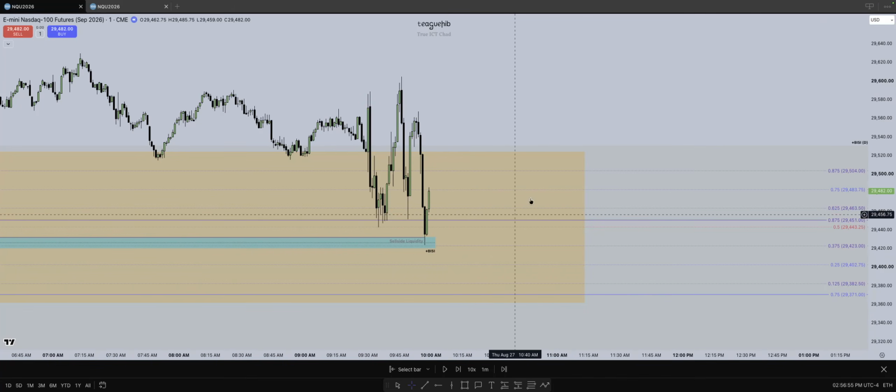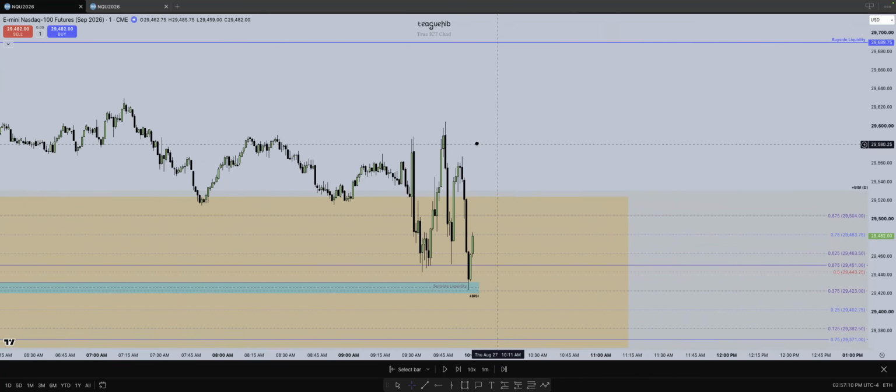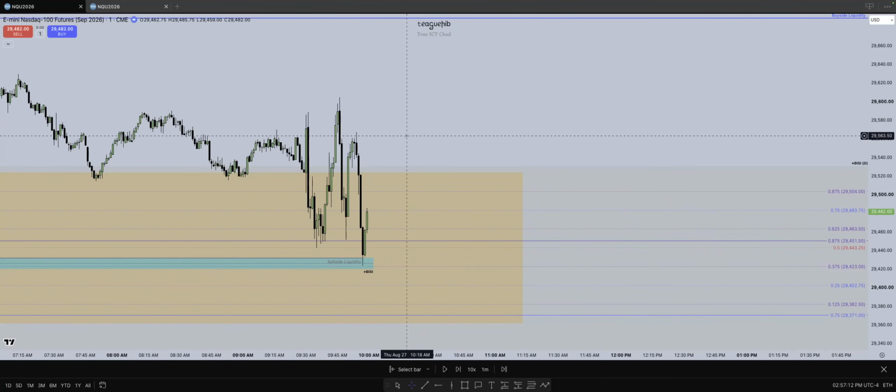I'm going to send this to the back, sorry. Find support inside the BISI, which overlaps with what? It overlaps with the 0.375 octant level of the opening range gap. We sweep out liquidity in these relative equal lows and all of these lows over here while simultaneously engineering so many low resistance highs. This is clear as day that we're still bullish.